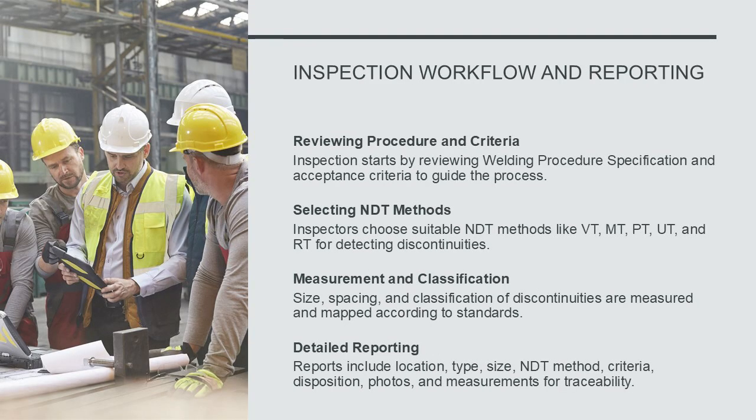Inspection begins with reviewing the welding procedure specification, WPS, and acceptance criteria. The inspector maps indications to zones, selects appropriate methods, VT, MT, PT, UT, RT, measures size and spacing, and classifies discontinuities according to code. Reports must include location, type, size, NDT method, criteria, and disposition, along with photo evidence and measurements. Accurate documentation ensures traceability and compliance with standards.